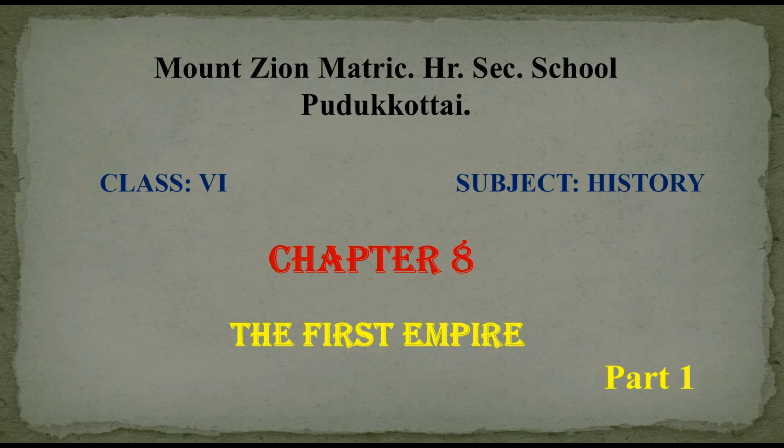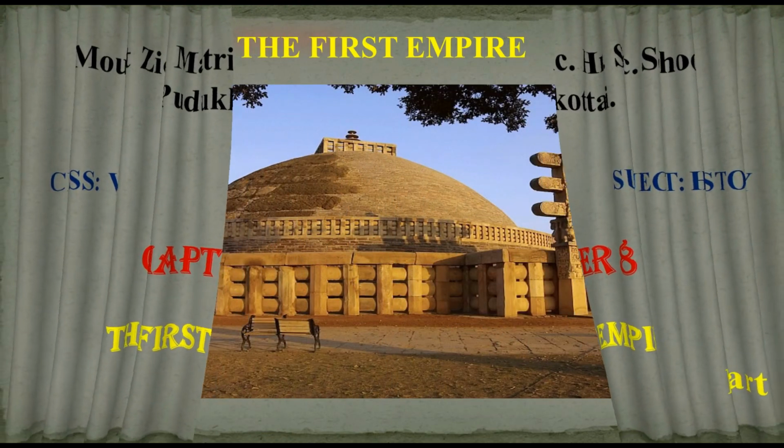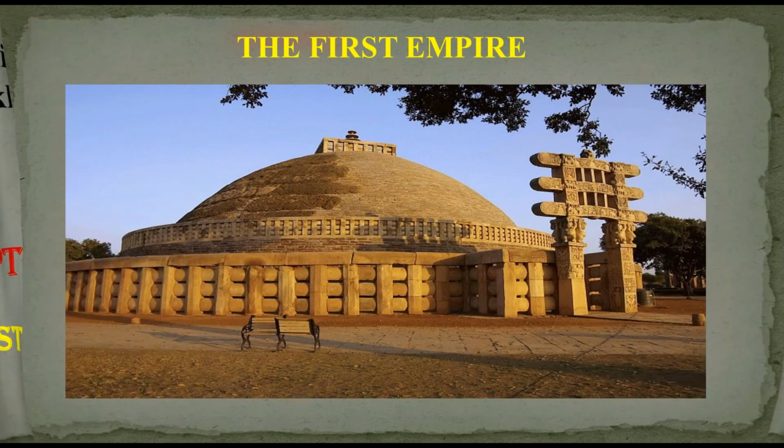Today we are going to see the first empire, that is chapter 8. The first part of this lesson we are going to discuss today from history. Let me see the first empire and the kingdom. What is the difference between the empire and kingdom?